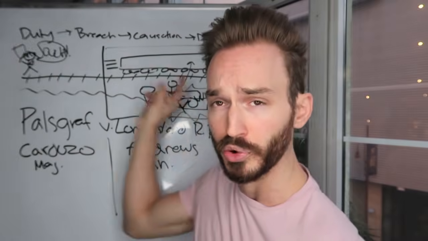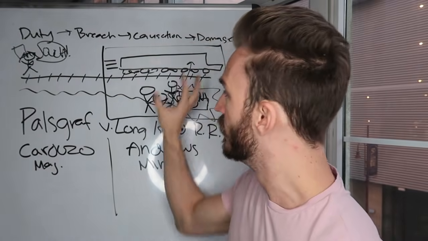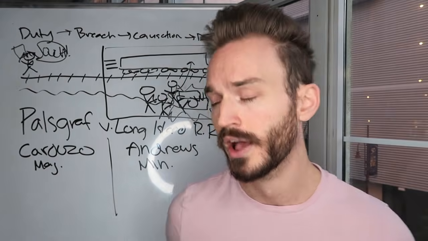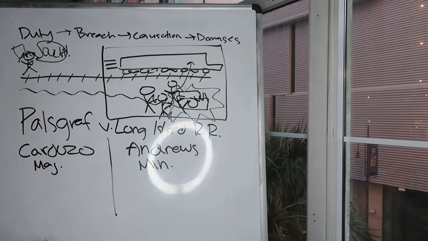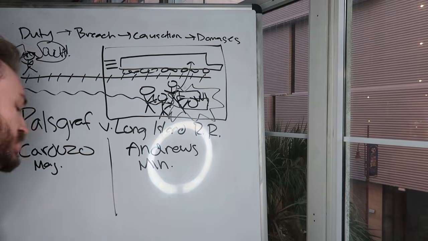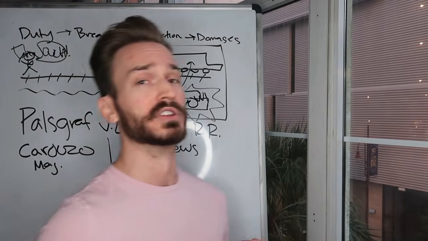Cardozo is saying, let's talk about the zone of foreseeable danger. Justice Andrews is saying, forget the zone of foreseeable danger. Let's just say if the defendant can foresee harm to anyone as a result of his negligence, then a duty is owed to every person harmed as a proximate cause of his breach.